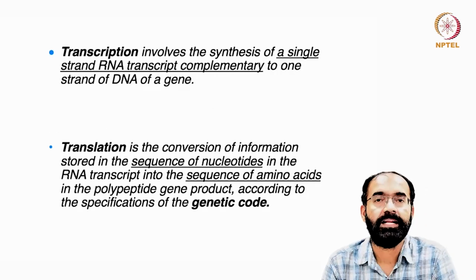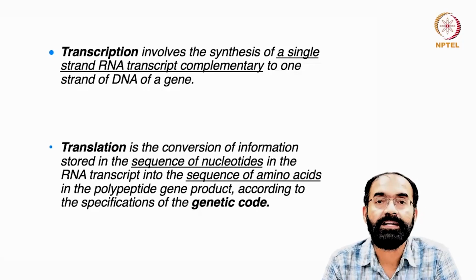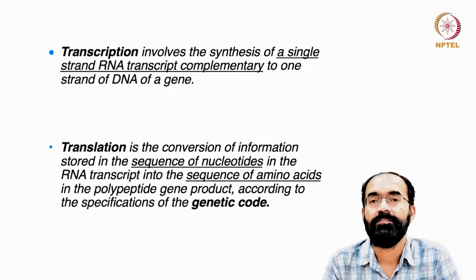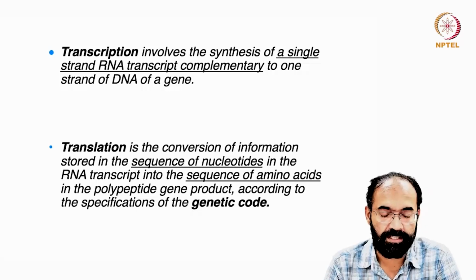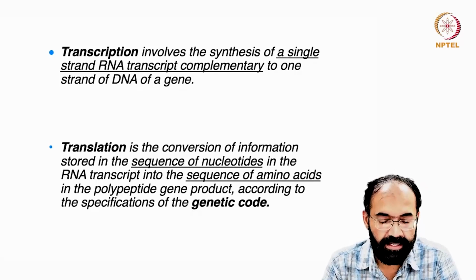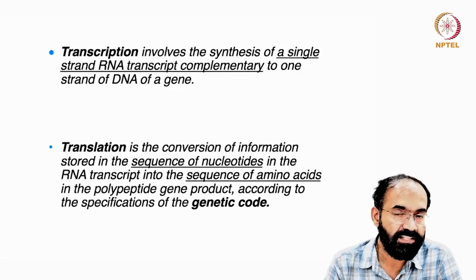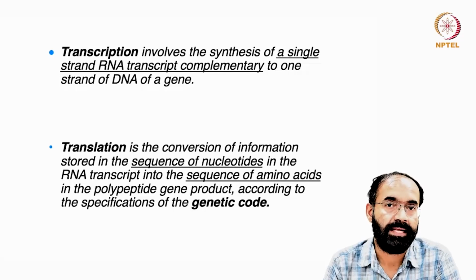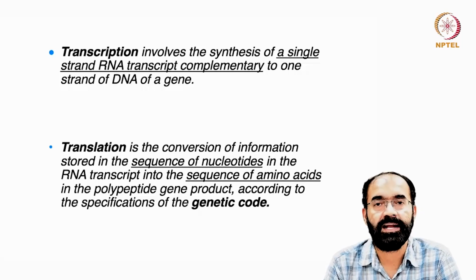And transcription involves a single stranded RNA transcript that is complementary to one strand of the DNA or a gene. Remember, when you say complementary strand, they are mirror images of each other. A pairs with T, G pairs with C in the case of DNA. So the transcription involves the utilization of one of the strands in a DNA. In the DNA, we can classify these strands as a sense strand and antisense strand.